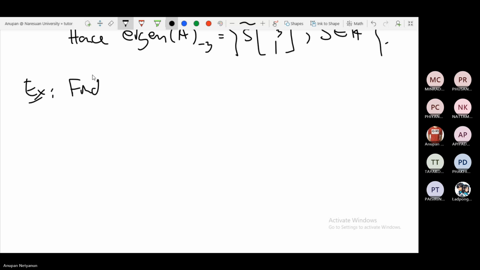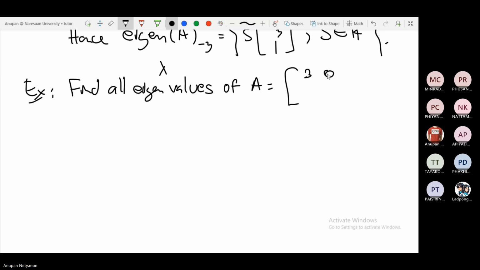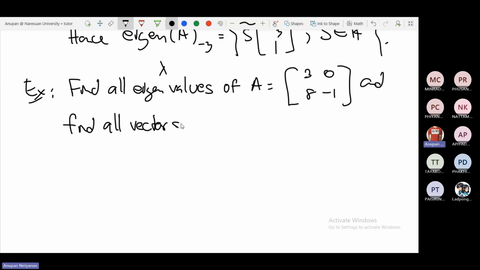Find all eigenvalues, that is, lambda, of A equal to [3 0; 8 -1], and find all eigenspaces, and find all eigenvectors corresponding to each eigenvalue.